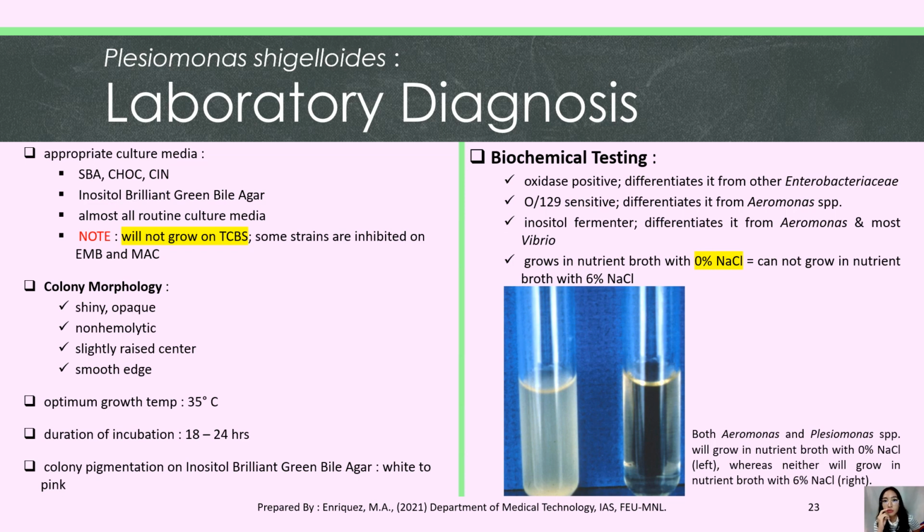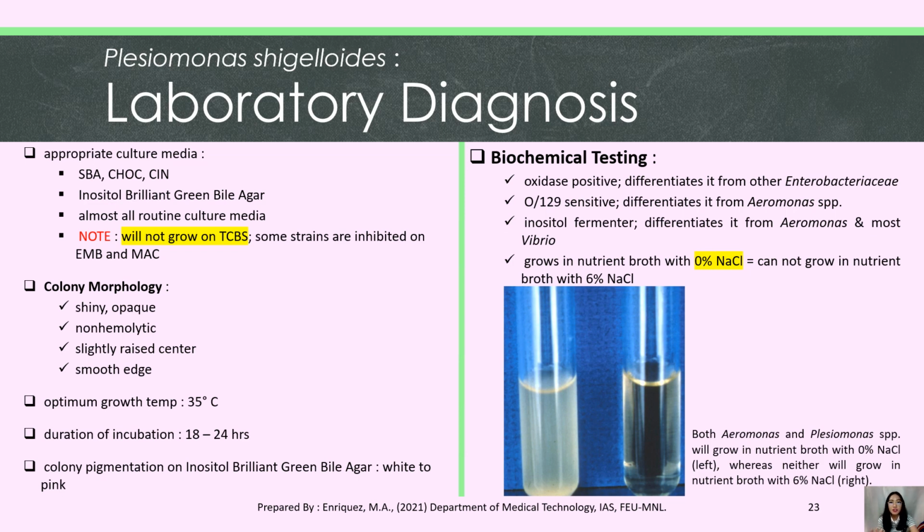Its biochemical test results will help us in differentiating it from Aeromonas, Vibrio, and other members of Enterobacteriaceae. Okay, so while all the other members of Enterobacteriaceae are oxidase negative, Plesiomonas shigelloides is oxidase positive. Next po, Aeromonas is resistant to the O129 vibriostatic agent, but Plesiomonas shigelloides is susceptible. Now, both Vibrio and Aeromonas cannot ferment inositol, but Plesiomonas shigelloides is an inositol fermenter, which is why its preferred culture media is the inositol brilliant green bile agar.